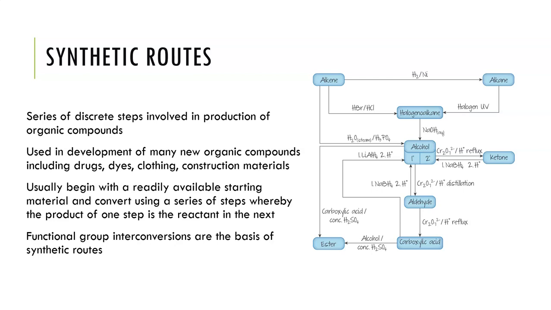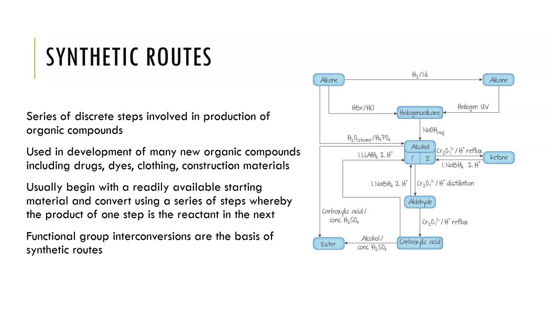When we do this, we call it a synthetic route or a synthetic pathway. This provides us a series of discrete steps where we are producing compounds along the way towards getting to the final product. We use this for the development of many organic compounds, drugs, dyes, clothing, fibers for polymers, things like that, as well as construction materials.